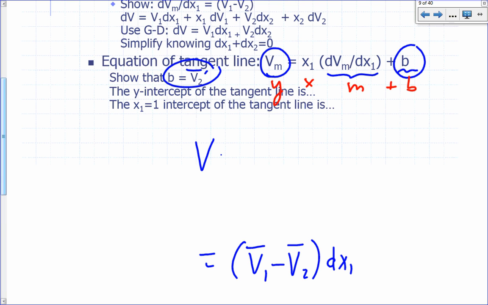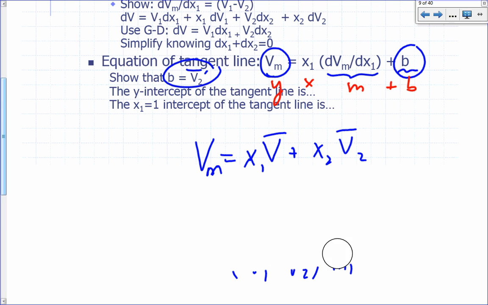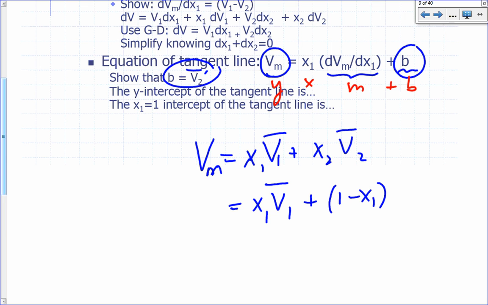V sub m is x1 V1 bar plus x2 V2 bar. We know that, right? So we can rewrite this as x1 V1 bar plus 1 minus x1 times V2 bar. Remember, x1 and x2 add up to 1, so instead of writing x2, I can write 1 minus x1.